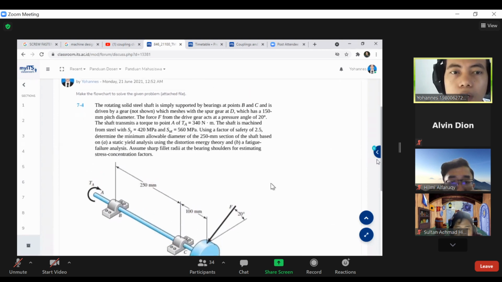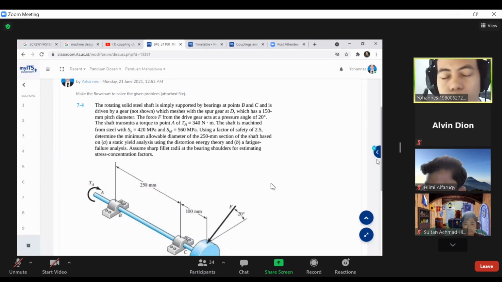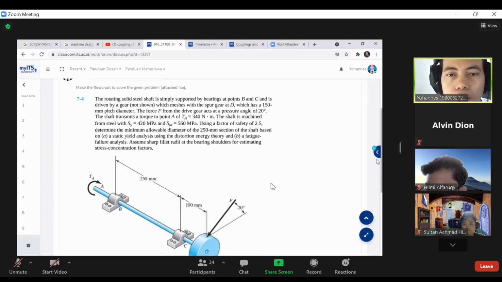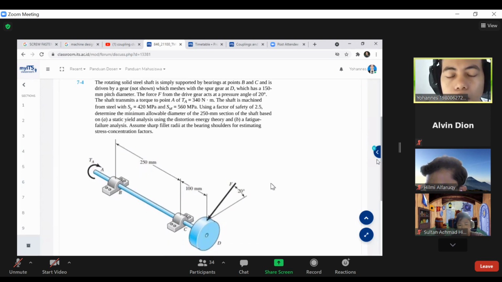But before going to that step, I want you to make a flowchart of how you plan to solve this problem. How do you think about this problem? What is the first step to do? And in what sequence do you have to do it? So please make sure that you take this exercise.